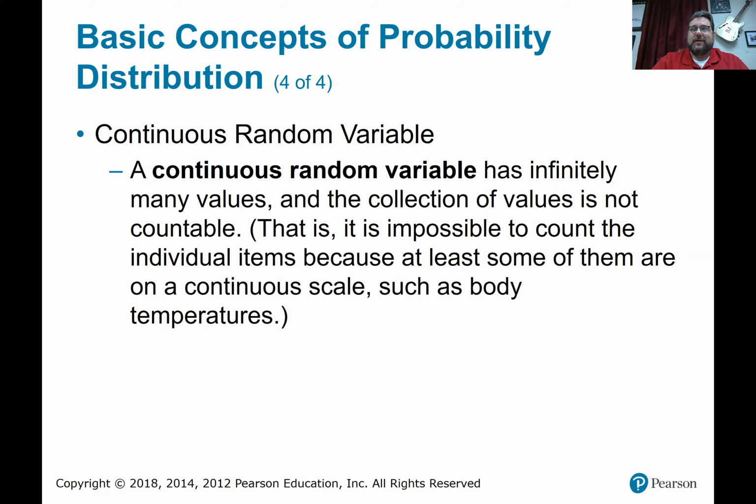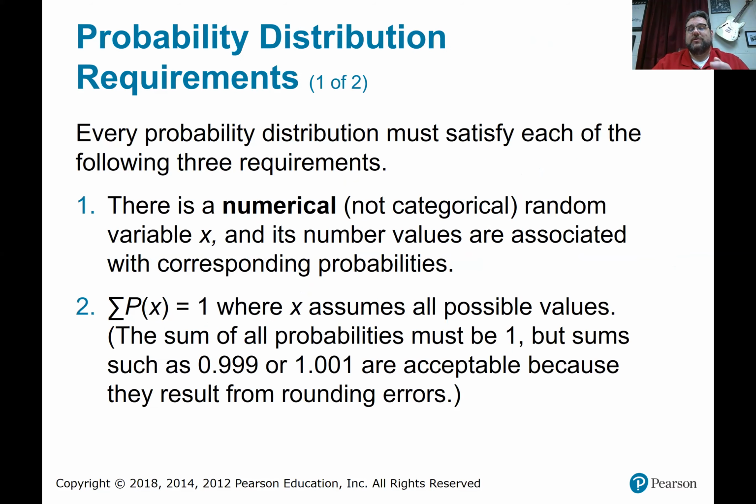Now, there are some characteristics of a probability distribution that you have to have. The first one is that there's a numerical random variable and its number values are associated with probabilities. In other words, what we just had, we had a random variable that could take 0, 1, or 2. It wasn't head or no head or tail. That wasn't the value. The value was 0, 1, or 2. Okay, that's important. Number 2, the sum of P of X has to be 1.